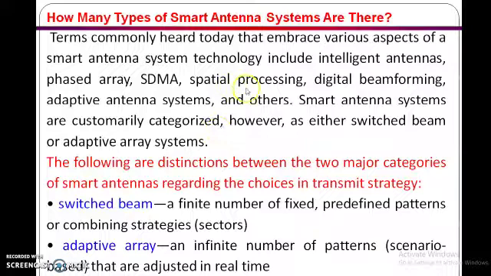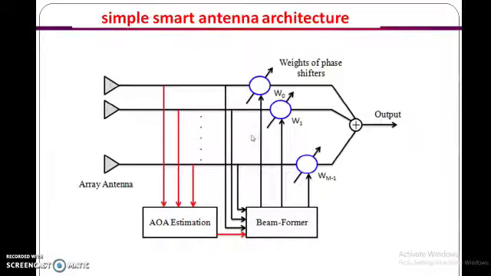It uses SDMA, that is, spatial processing digital beamforming. Adaptive antenna systems and smart antenna systems are customarily categorized, however, as either switch beam or adaptive array systems. The switch beam is not popularly used, but the adaptive array is more important. This is a simple smart antenna system.